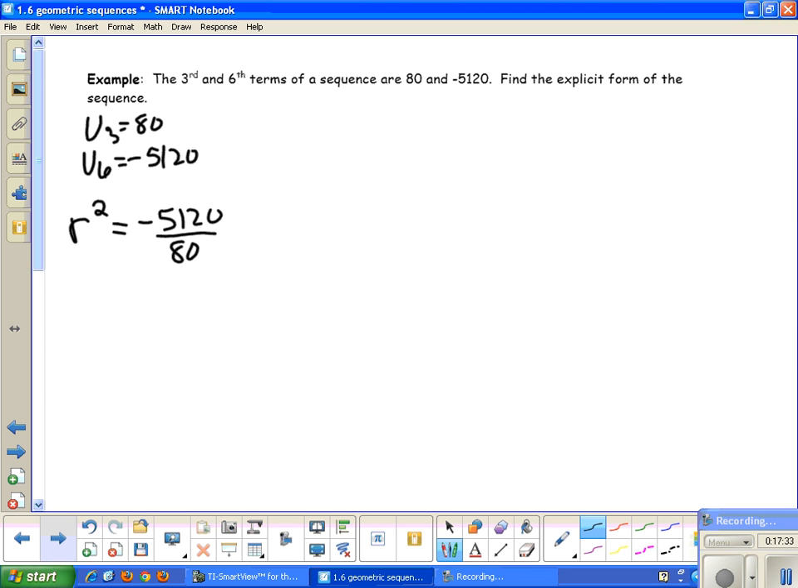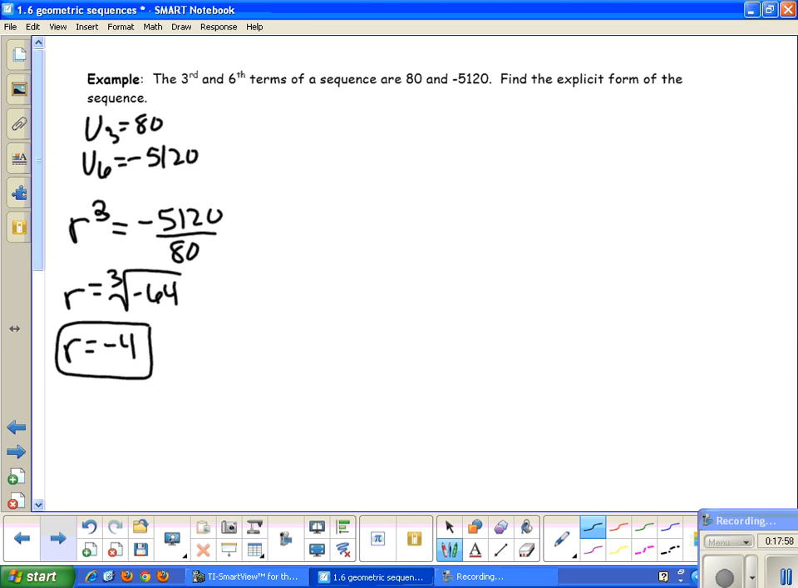So then for this, I would have to take the square root of both sides. Or sorry, that should be 3, not 2. The cube root of both sides. So r to the third equals this. So then that means r would be equal to the cube root of this, which is -64. So r is equal to -4.